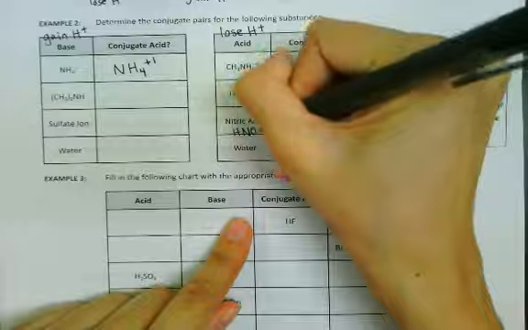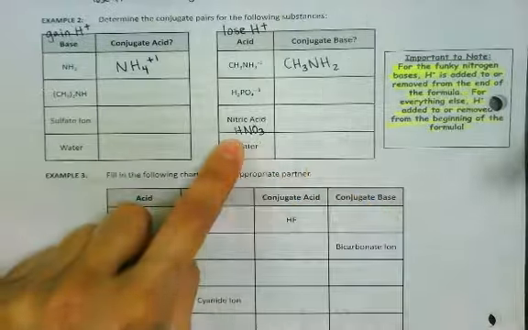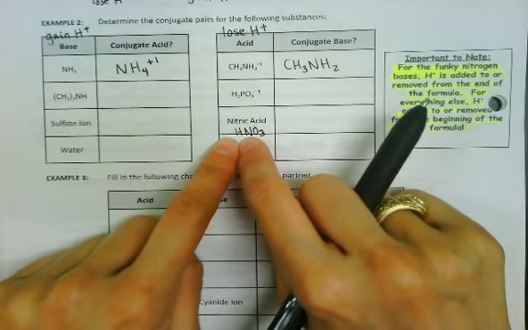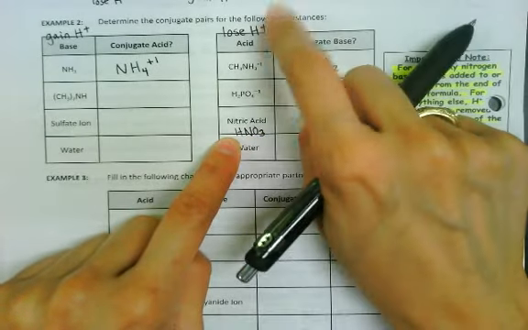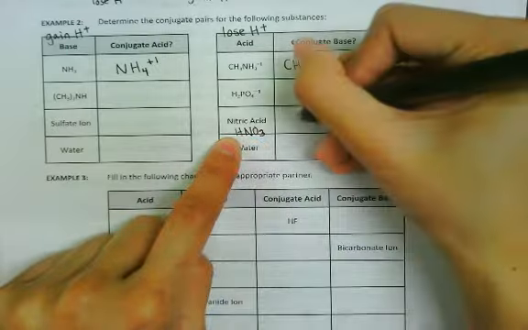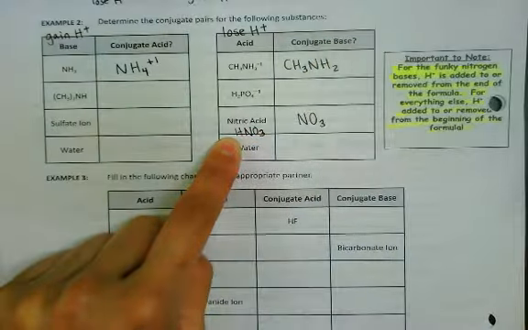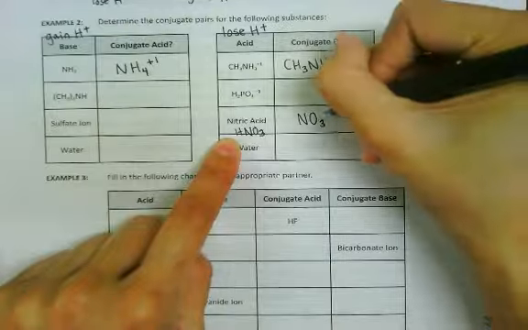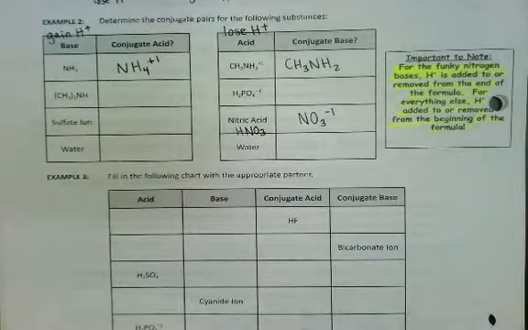If it is something like nitric acid, HNO3, this is going to be a situation where we add or subtract from the beginning. So since we're losing an H here, we're going to lose that from the beginning, so it's just going to be NO3 now, -1. It's just going to be the nitrate ion, okay?